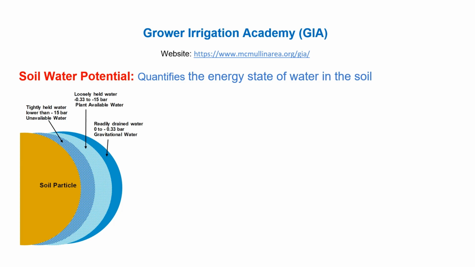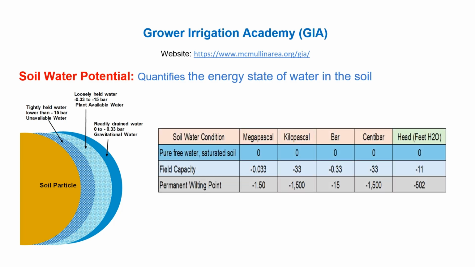For all practical purposes, soil water can be classified into 3 categories. The first category is gravitational water in saturated soil. The second category is loosely held water between field capacity and permanent wilting point, which is plant available water. The third category is the tightly held water that is unavailable to plants. The standard units for water potential are megapascals, kilopascals, bars, and centibars. The head in feet of water is given as a reference here.